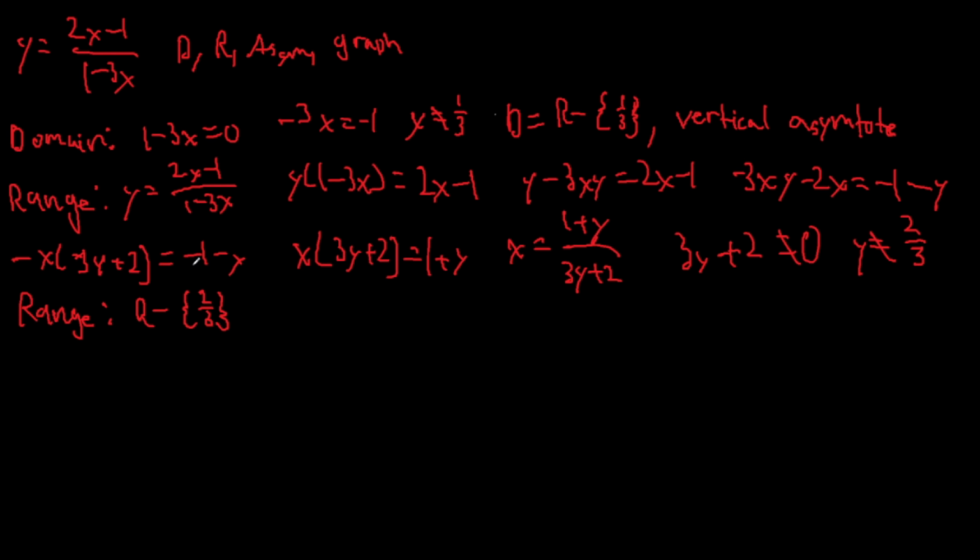And since now we have the domain and the range, this also gives the horizontal asymptote. So you can say the asymptotes are, you put x first, 1/3 and 2/3. Those are your two asymptotes.